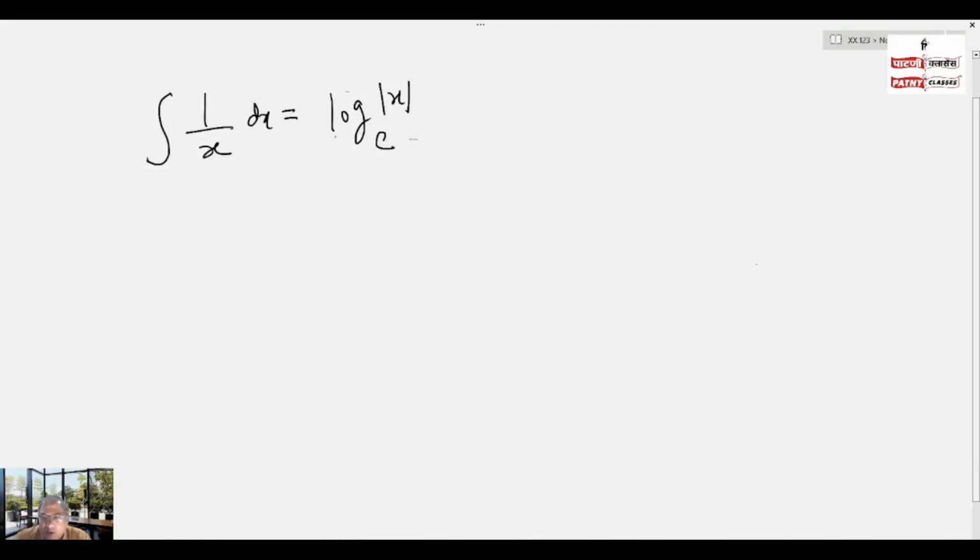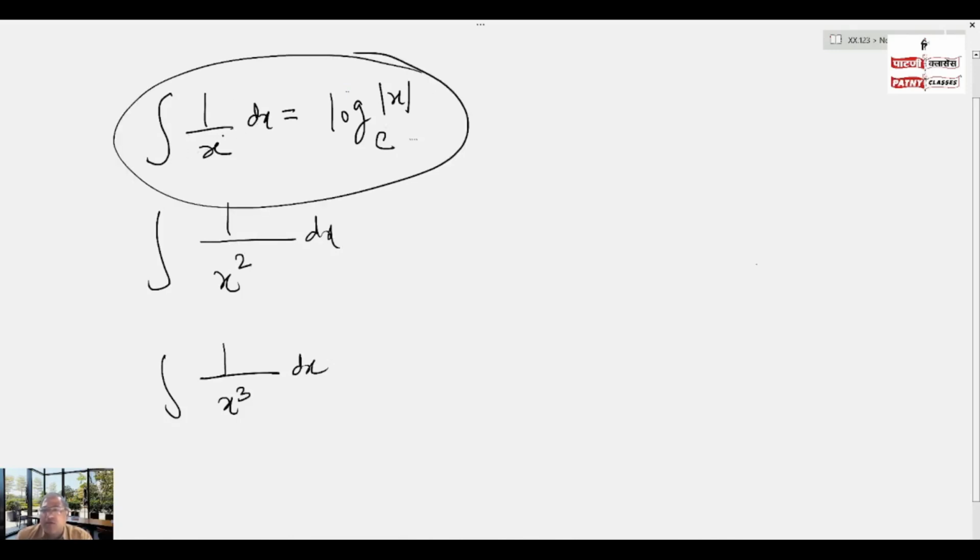Here, I want to clear one thing to my students. Integration of 1 upon x with respect to x equals log of modulus x to the base e. But what happens if it is not x but x square? Can we apply that formula? If it is x cube, can I apply that formula? The answer is no. When 2, 3, 4 or any other number is there, you cannot apply the above formula. You can apply this formula only if the power is 1. If it is not 1, and any other bigger number is there, you cannot use this formula.